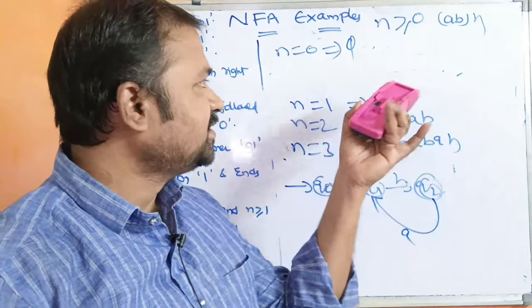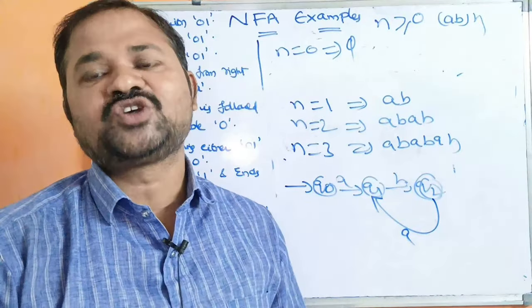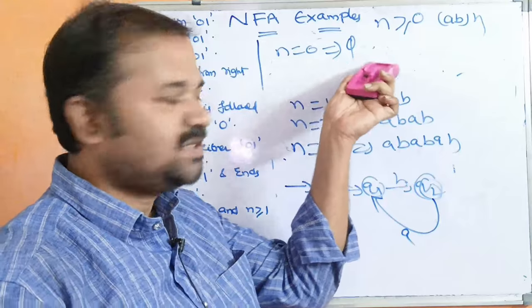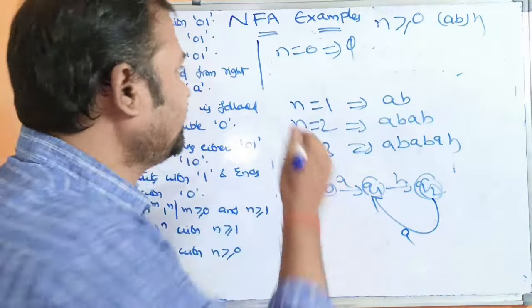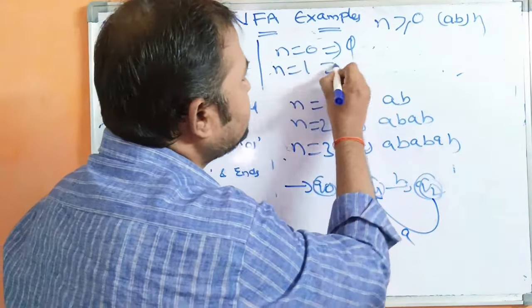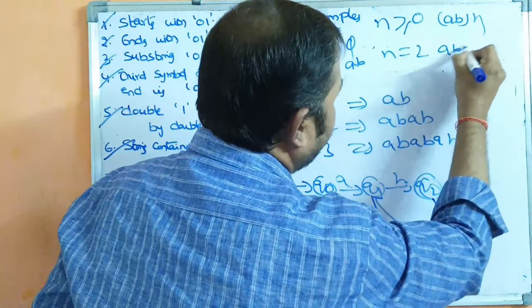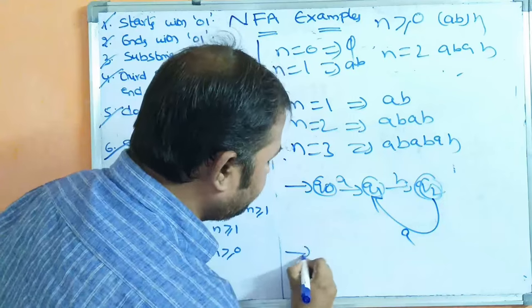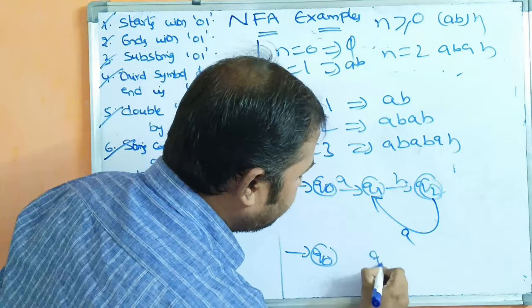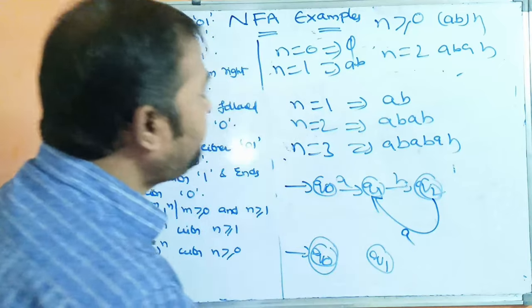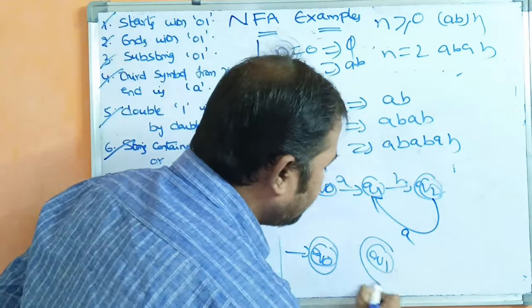So that means the initial state should also become a final state. Why? Because without applying any symbol also, we have to get the final state. Next, if N is equal to 1, then same, AB. If N is equal to 2, then AB, AB. So let us draw the diagram. Q0, Q1. Both the states are final states.